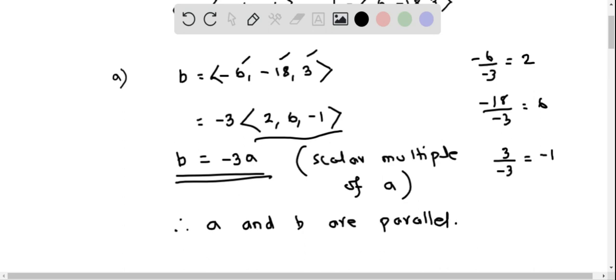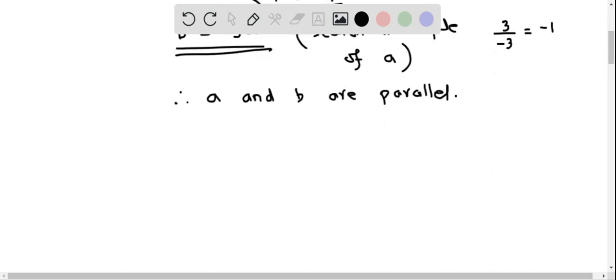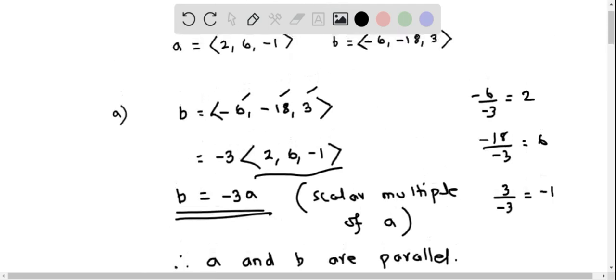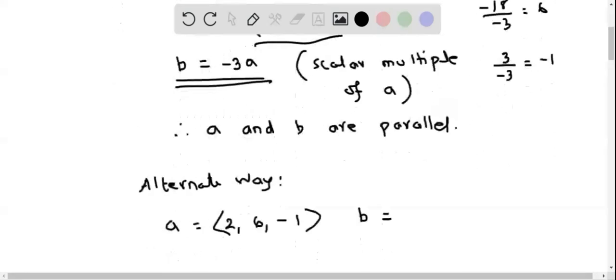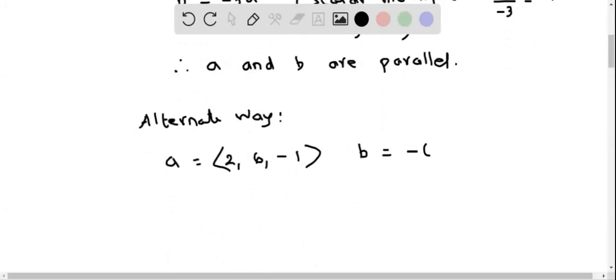There is also an alternate way to determine if A vector and B vector are parallel. So let's also understand the alternate way. For that, let's consider the two vectors: A vector is given by the components 2, 6, negative 1, and the B vector is given by the components negative 6, negative 18, 3.